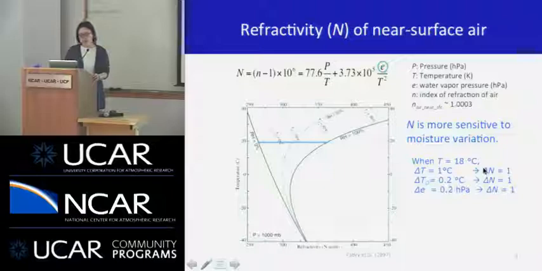For example, if the temperature is 18 degrees C, a 1 degree change in temperature will cause a 1 N unit change. But for dew point temperature, it only requires 0.2 degrees C to give the same amount of change. So it's very sensitive to the moisture variation.